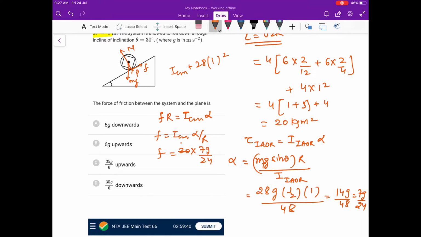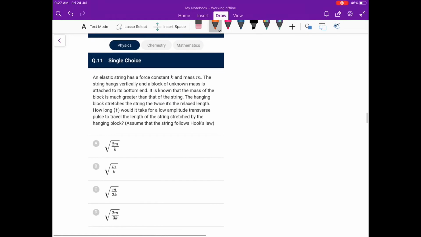This is what I'm getting. This is 5 times, this is 6 times, so it is 35 by g, 6 upwards, because about this I_O, the torque was this, so to produce this sense of torque, friction has to act up. So 35g by 6 upwards, that would be the answer. Next one. So it's a good question.